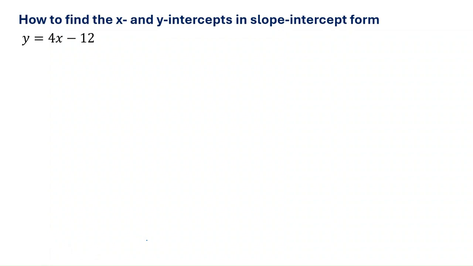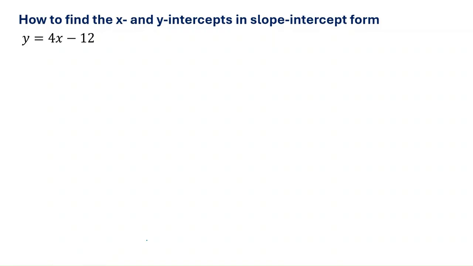It's your friendly math tutor, Miss C, here to unlock the magic of finding x and y-intercepts in equations written in slope-intercept form. As a quick reminder, slope-intercept form is a form of a linear equation. That means when you graph this type of equation, you get a straight line.